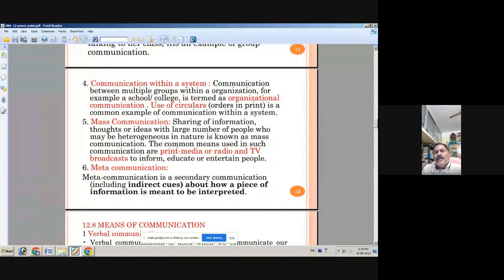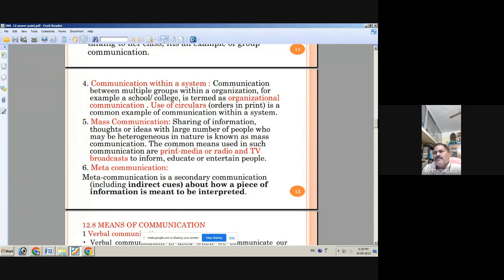And it will go through print media or radio or television or YouTube, whatever it may be. Certainly some people will accept your message and everybody will not accept. But we say that it is nothing but mass communication. Your message will go to a large number of people.